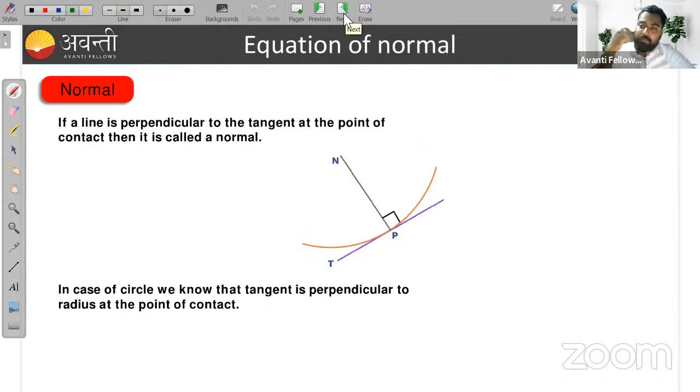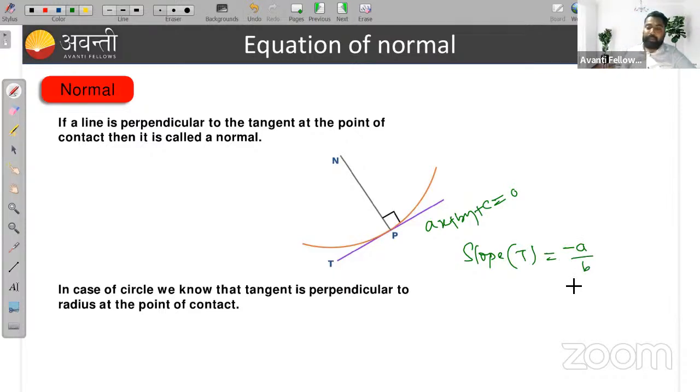Normal. So how can you find the equation of normal also? If you are able to find the equation of tangent, then you can easily find the equation of normal also. How? Suppose you got the equation of tangent ax plus by plus c is equal to 0, then you know the slope of this tangent also. So the slope of the tangent will be minus a upon b, right?